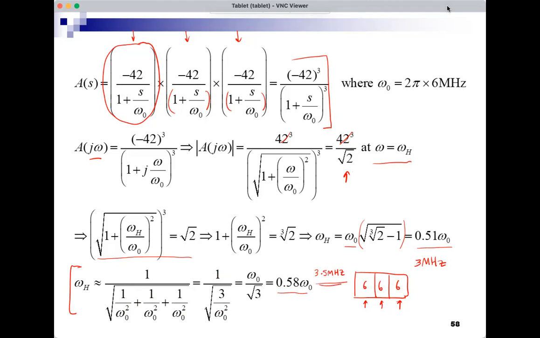But this will show you that when you cascade amplifiers like this, even though the gain increases a lot, you get much larger gain, but you lose in frequency, you lose in bandwidth. So the bandwidth would drop when the gain increases. And that's a typical trade-off that we see in amplifiers. If you want more gain, you'll have to live with less bandwidth. If you're okay with less gain, you may get more bandwidth. So this is the gain bandwidth trade-off.